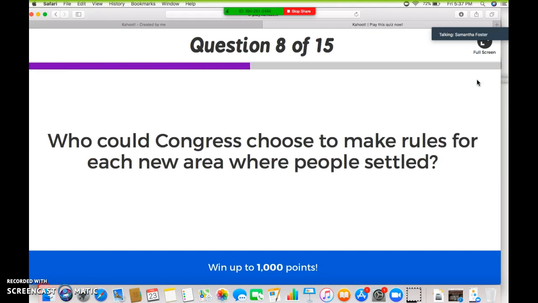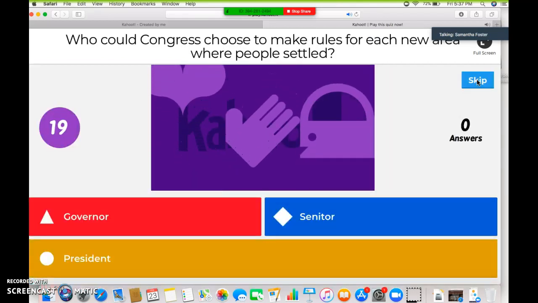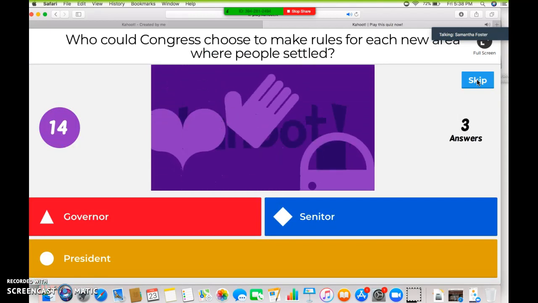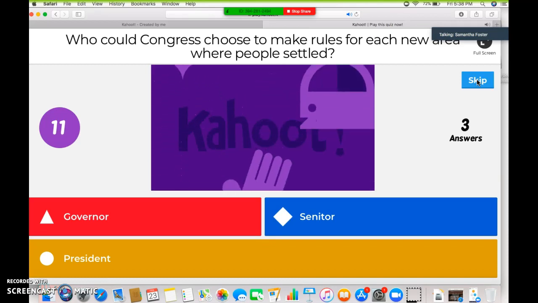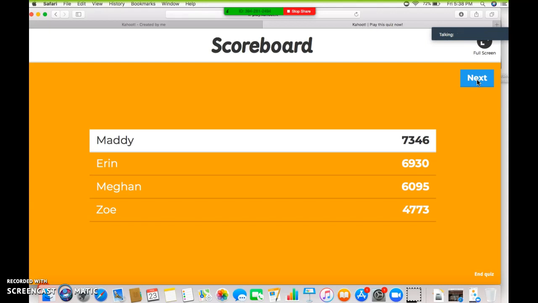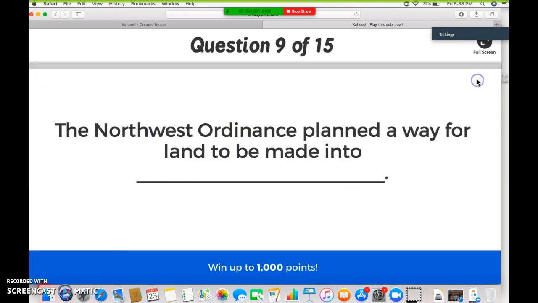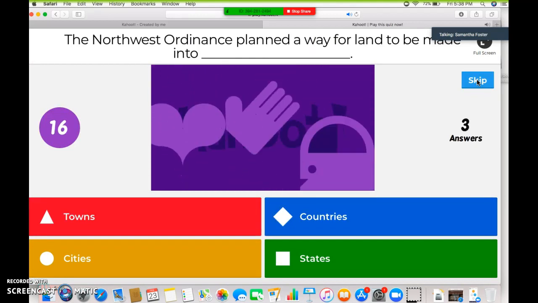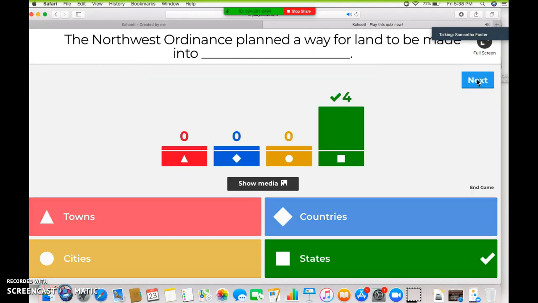Who could Congress choose to make rules for each new area and where people settled? Governor, senator, or president? Nicely done. The governor was who could make rules for each new area. The president was more so for the whole country as a nation. The Northwest Ordinance planned a way for land to be made into blank, so towns, cities, countries, or states. All right. Oh, you got that right. Perfect. Good job.